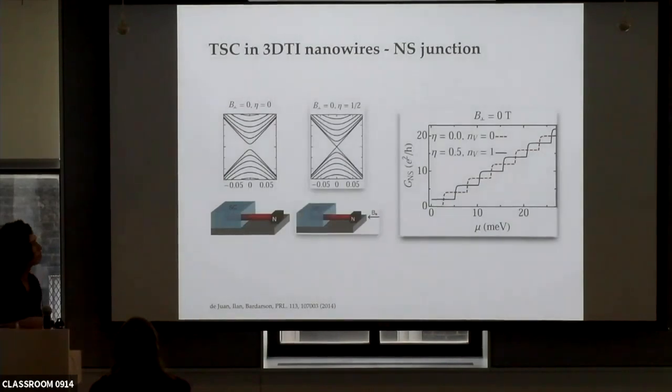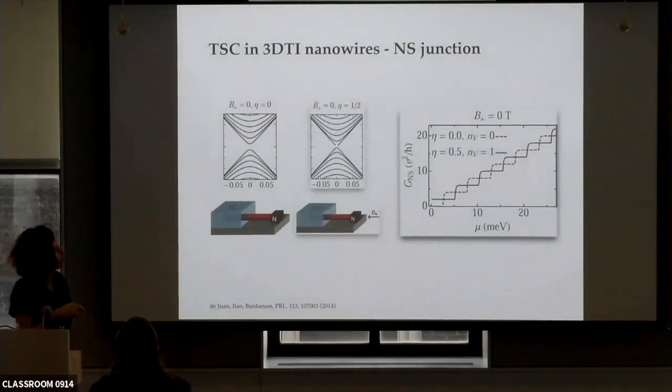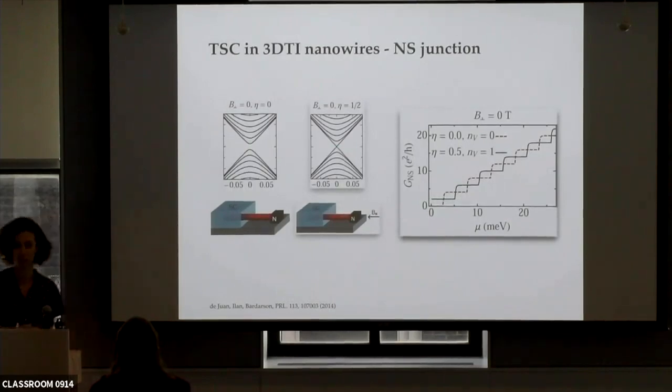Then we threaded flux through the wire, we closed up the gap, we have the single mode regime here, and we see that we get a very nice 2e²/h plateau, as you would expect. Okay, so this would be a nice signature.